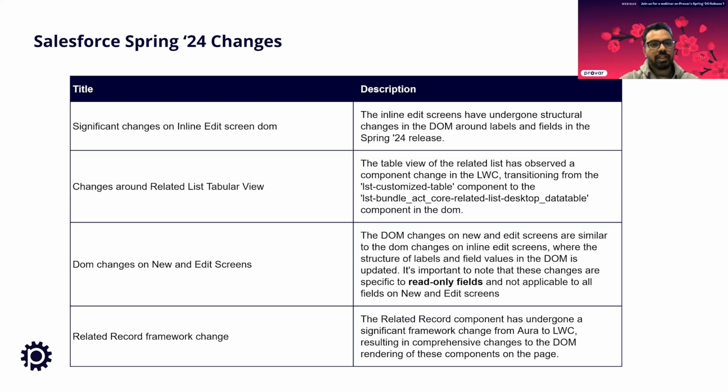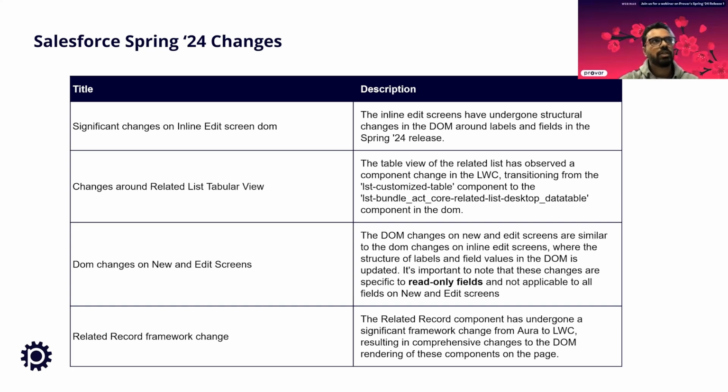Moving to the second one. The second one is around the related list tabular view. As you know, related list can be rendered in tile view or tabular view. This change is particular to table view, where we have seen significant changes in terms of DOM, where the LWC component has been changed. Related list was always in the LWC format. It has been done in past Salesforce releases. This time they have done some component changes.